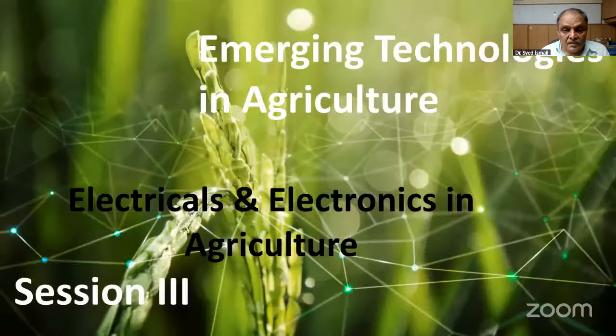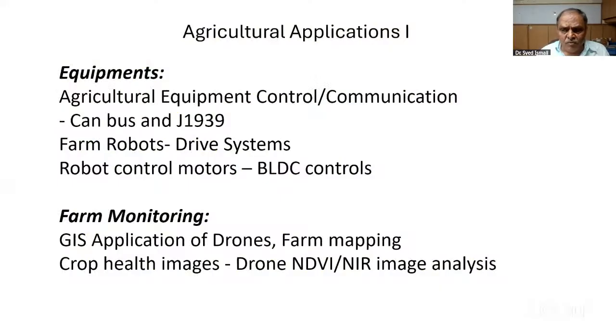Okay, this is the third session. First, let us see why we need electrical and electronics in agriculture. I will show you some of the examples. In equipment, we have tractors, harvesters, whatever equipment. We use a lot of equipment for controlling. For example, controlling the depth of plowing and seeding, and spraying volume control. And in the tractor itself, there are a lot of attachments to control.